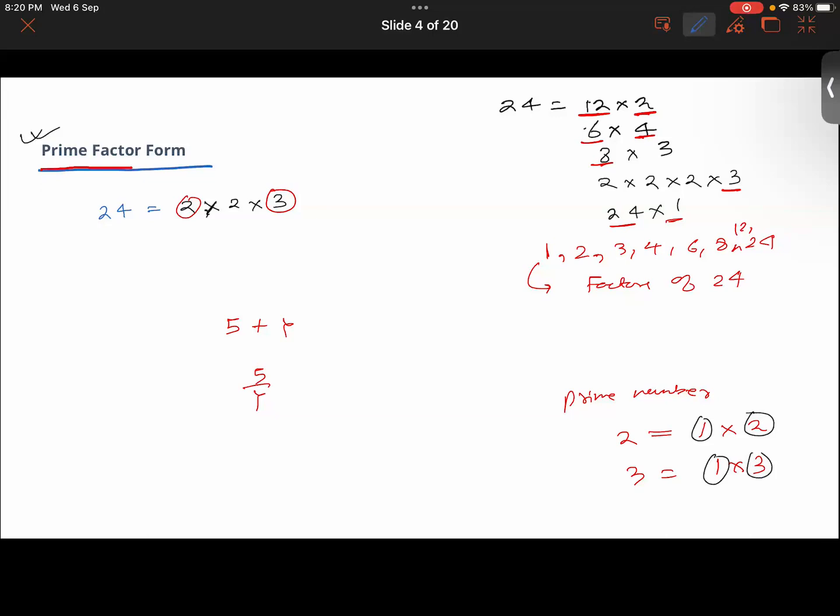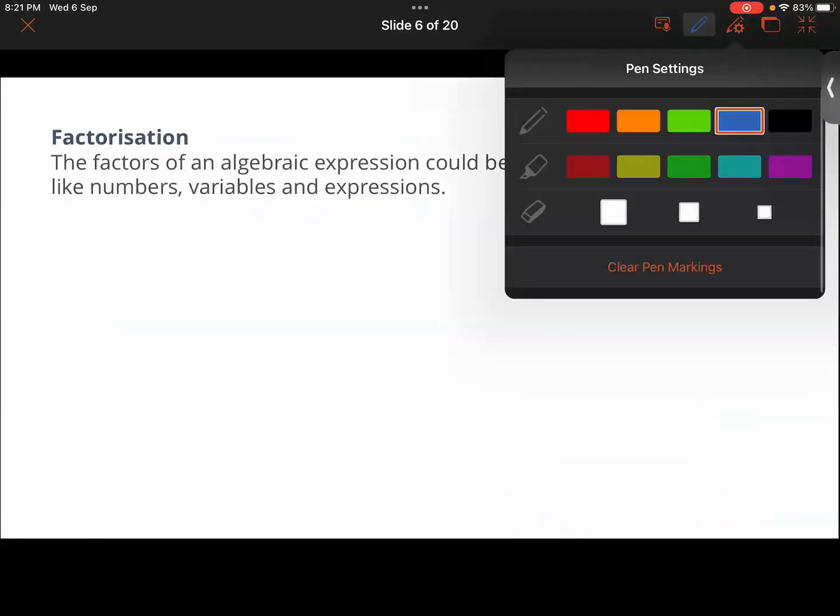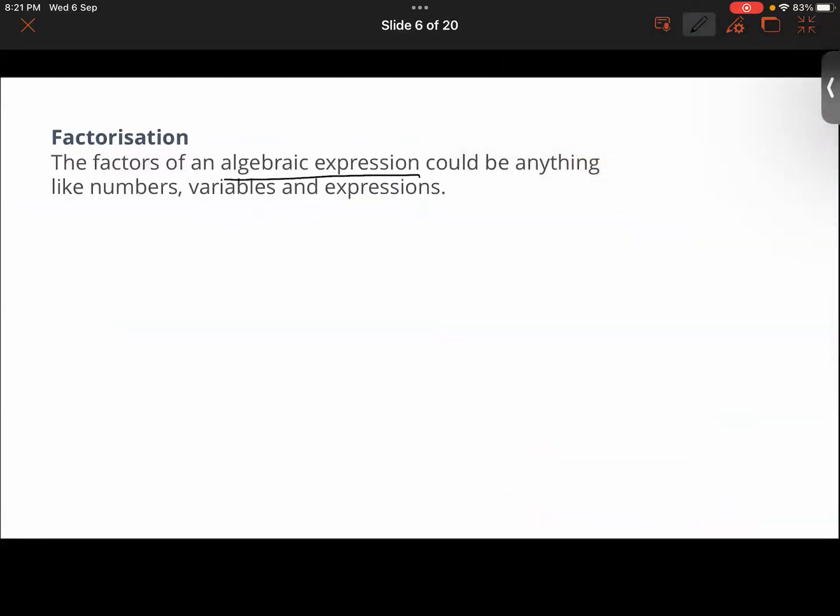That is good. So this will be called an expression. So in the case of an algebraic expression, factors could be a mixture of constants, variables, or they could be an expression also. So this thing you have to remember, right? It could be a number, variable, and expressions. Okay. So far everything's clear?